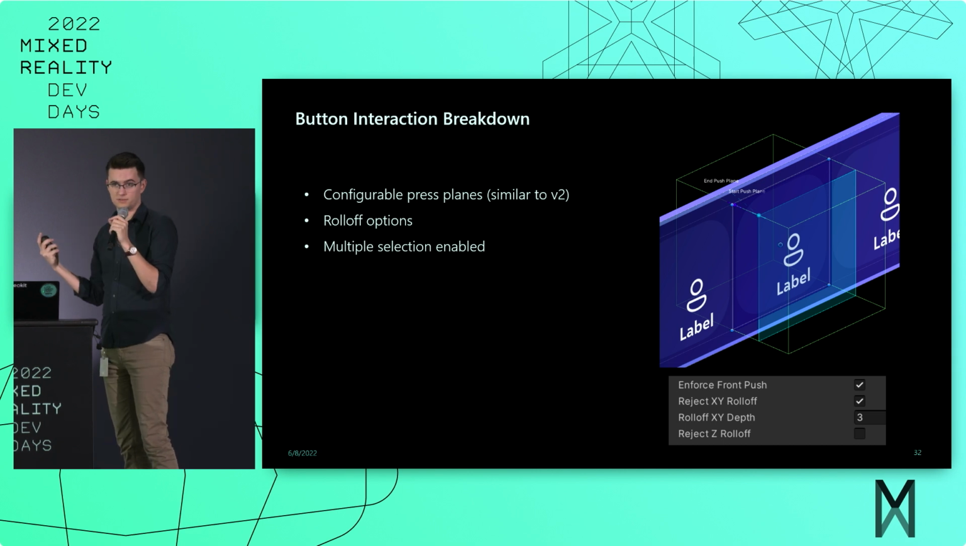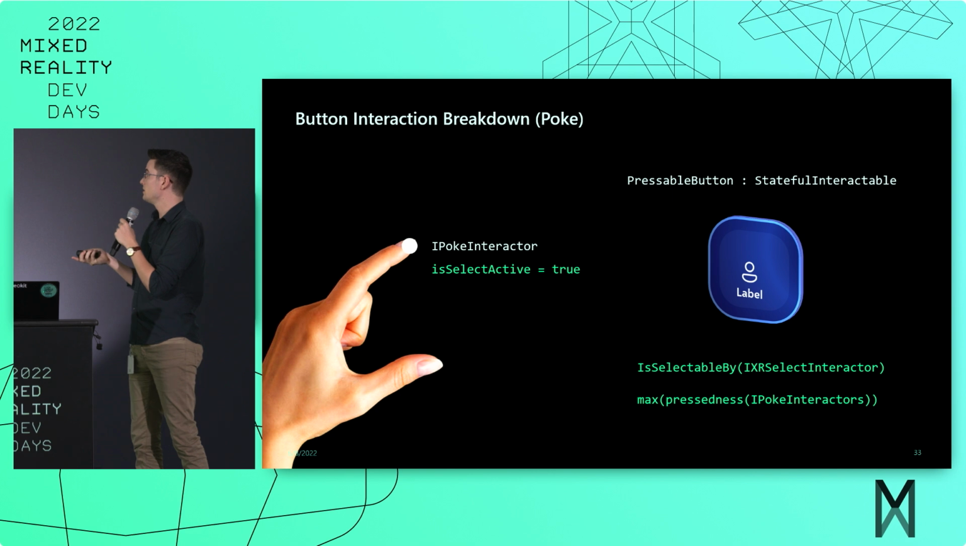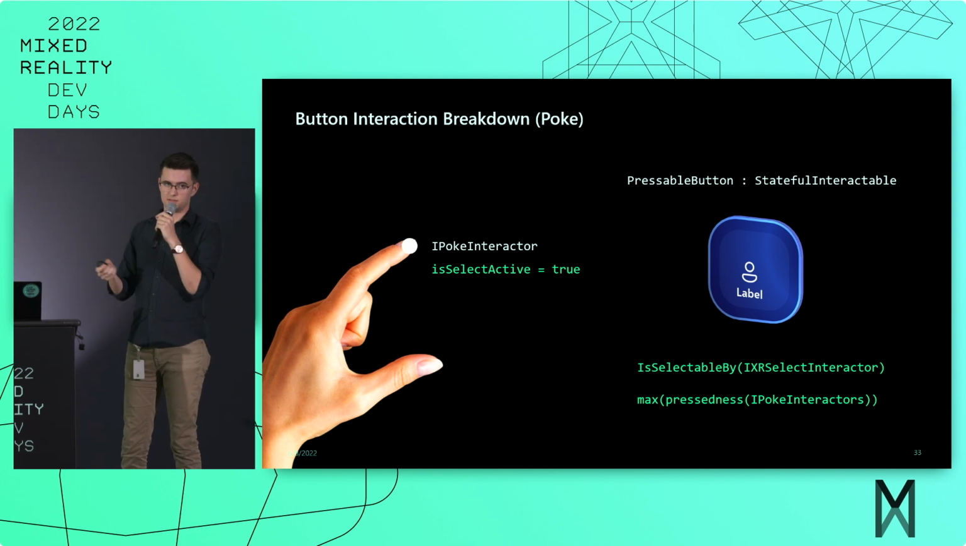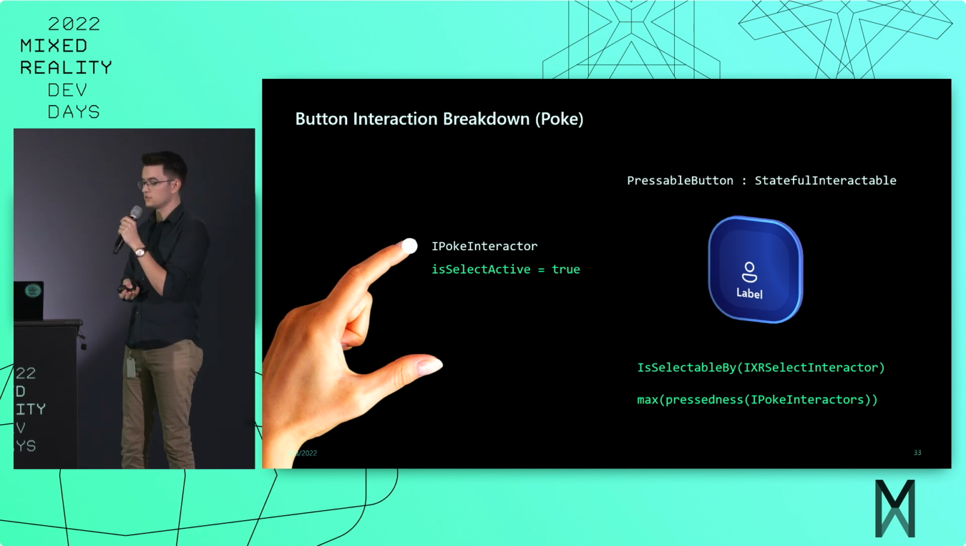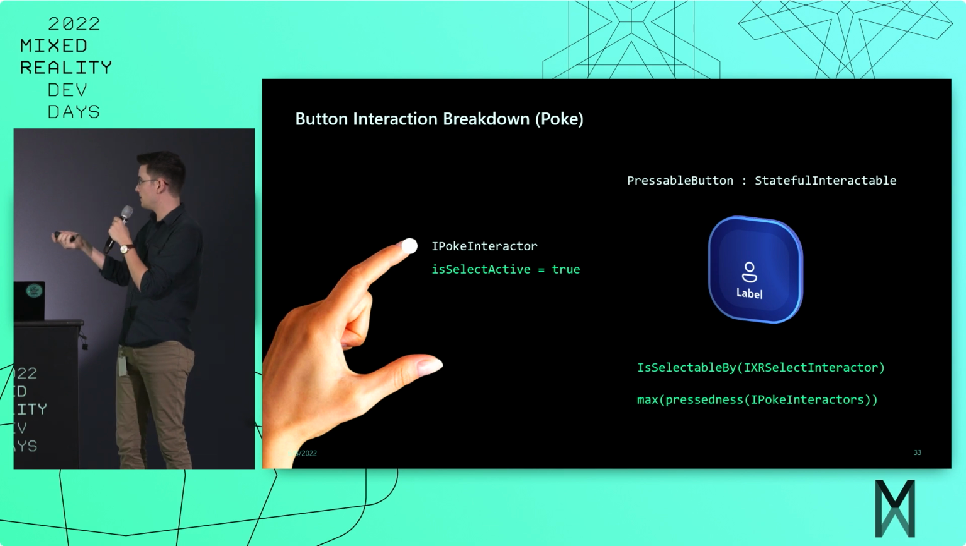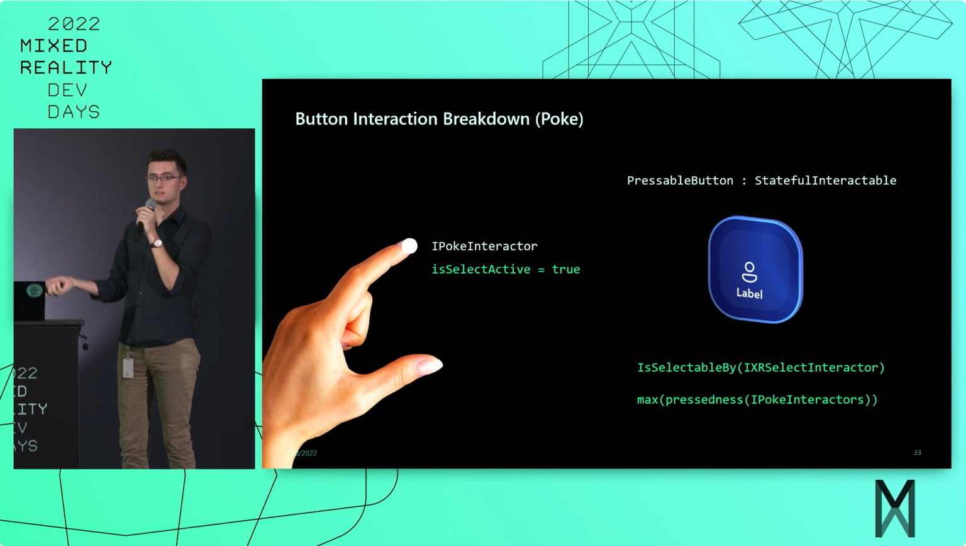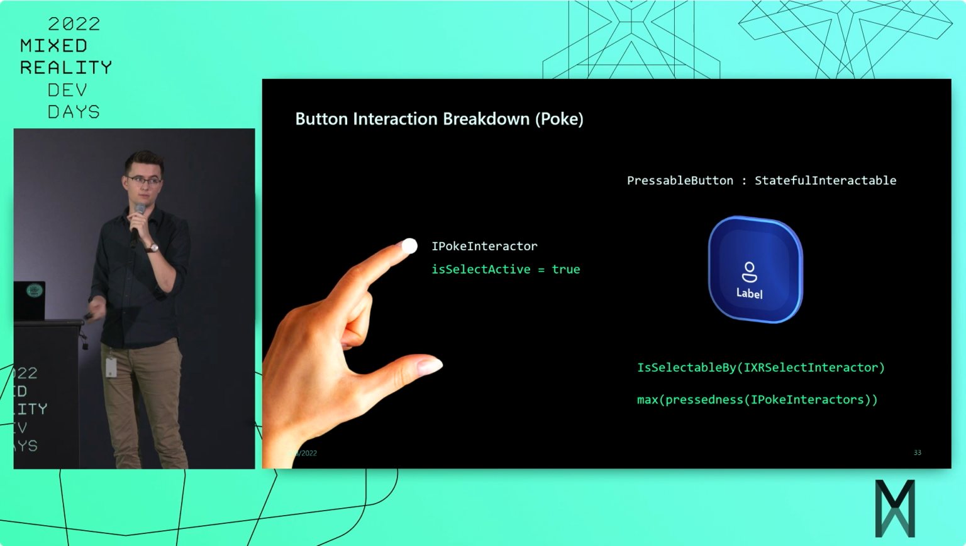It's very physical. It's very immersive. So what does a typical poke interaction look like on one of our buttons? Something unique about the poke interactor is that it is just always trying to select everything. That's how the poke interactor works.